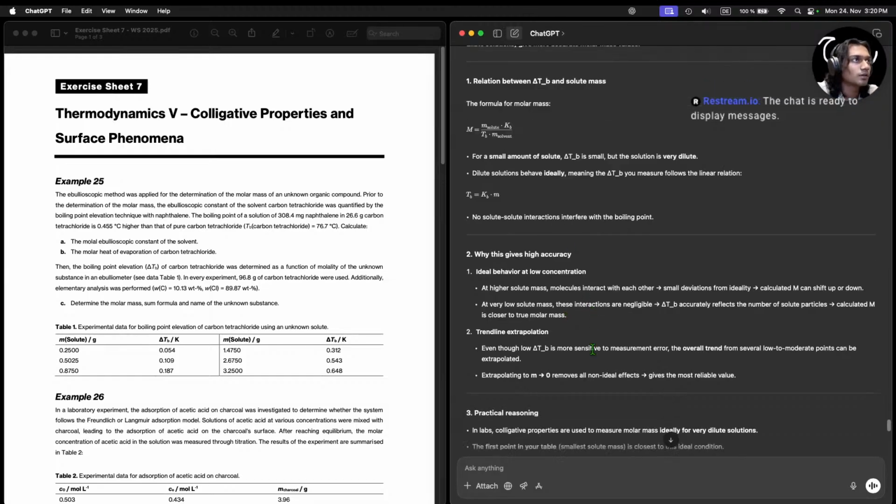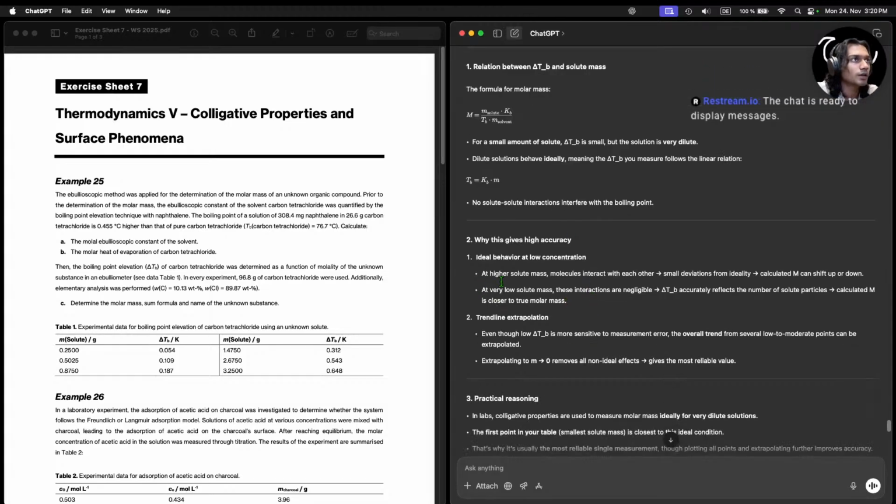Ideal behavior at low concentration. At higher solute mass, molecules interact with each other. Small deviations from ideality, so calculated M can shift up or down. At very low solute mass, these interactions are negligible. Delta T accurately reflects the number of solute particles. Okay, this was the part I was a bit confused.